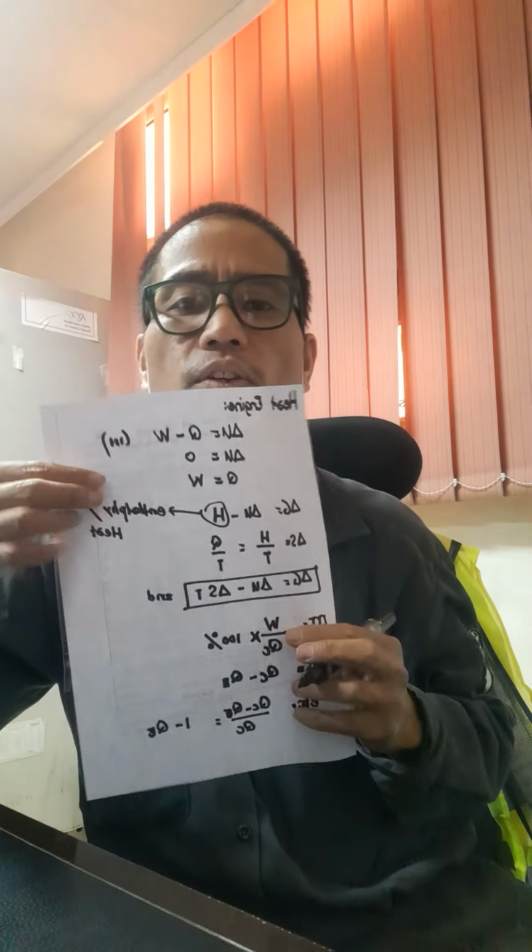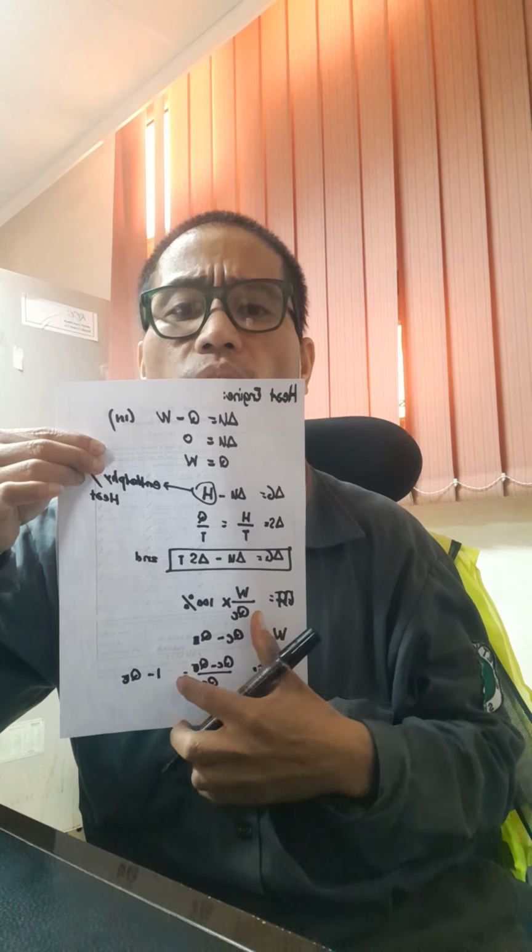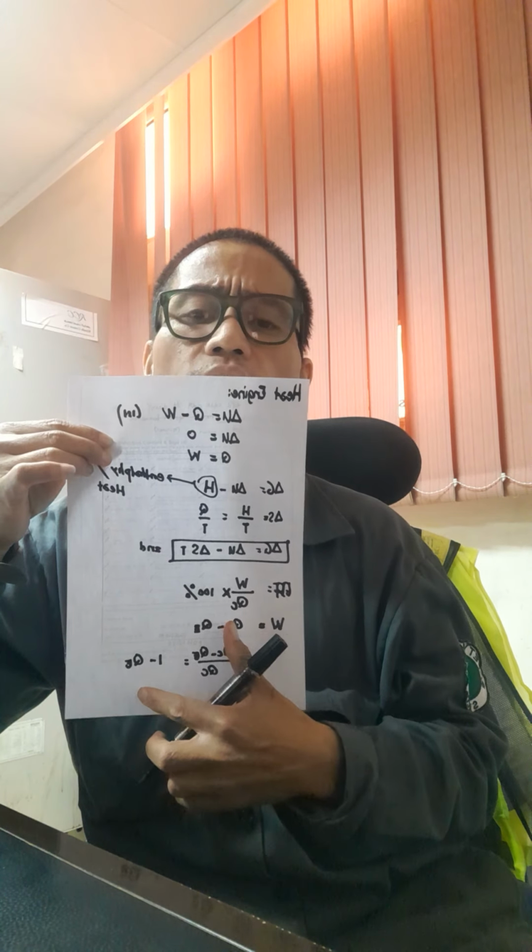So we can say efficiency is equal to QC minus QE over QC, therefore 1 minus QE over QC. So this is our formula: efficiency is equal to 1 minus the heat released to the environment over the heat absorbed. This is our formula for efficiency.